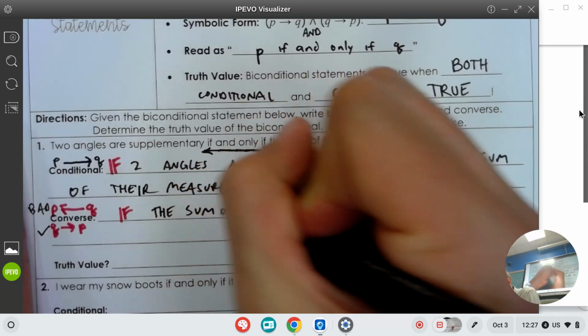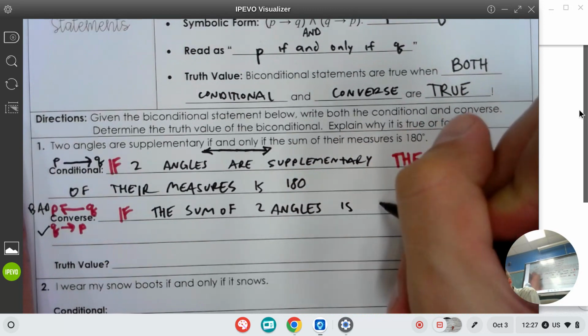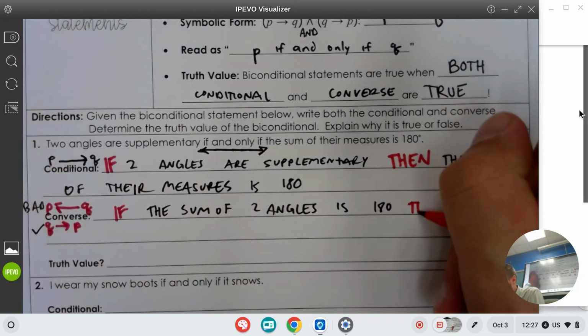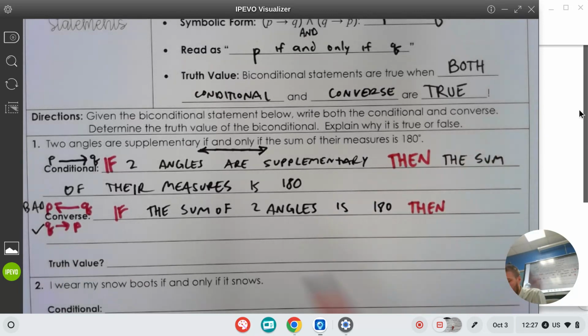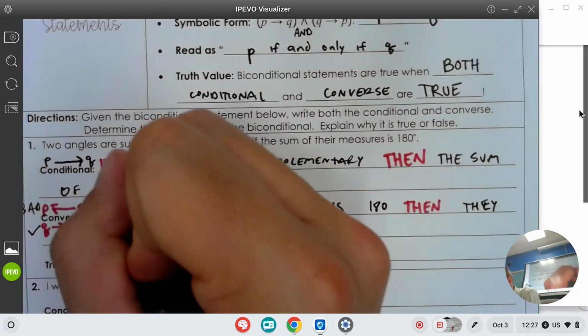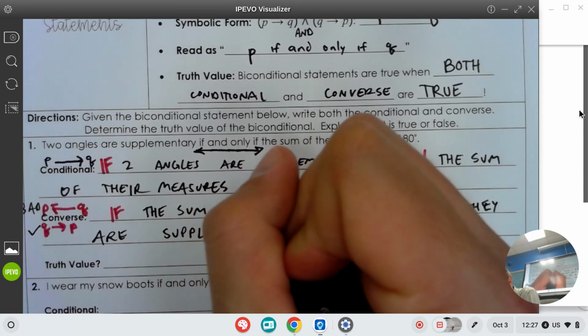The sum of two angles is 180. Then we put the first part. They are supplementary.